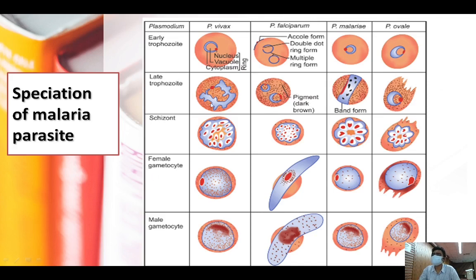In the late trophozoite form, you can see that it has become more amoeboid. In falciparum also it has become slightly amoeboid. And in malariae, the late trophozoite form is the one which is diagnostic because it is a band form. The nucleus is eccentric, but it is diffuse. You can see this, no? Red color is the nucleus, blue color is the cytoplasm.